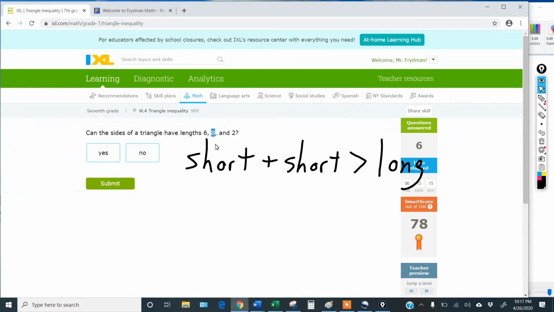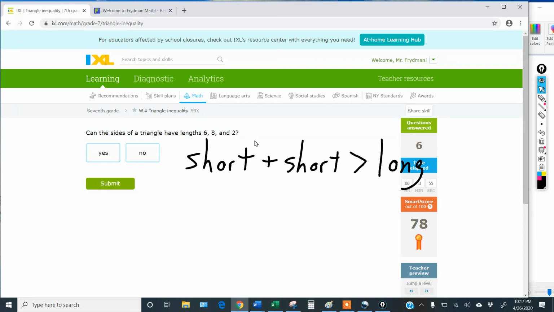So I know a lot of you at home are going to be doing these IXL exercises, and for the first bunch of problems, the two shorter sides were always the first two, and then the longest side was the last one. So as you're doing these IXL problems, you might get in the habit of just adding the first two and seeing if it's longer than the last one. If you did that for this one, you would say, well, 6 plus 8 is greater than 2, so maybe you would click yes here. But you have to remember to take the two shorter sides, not just the first two numbers that you see.